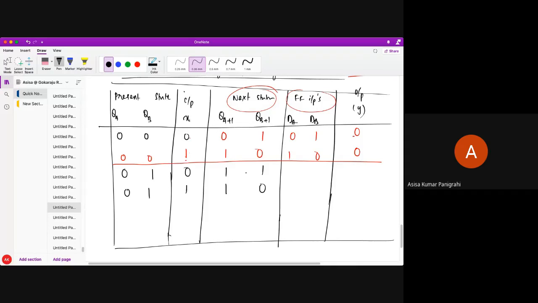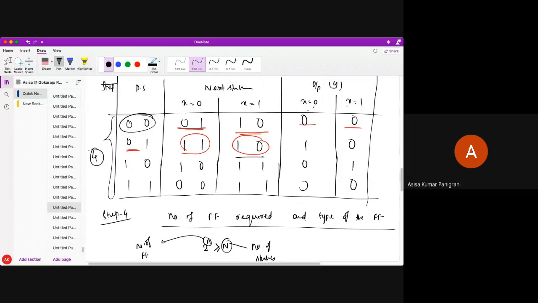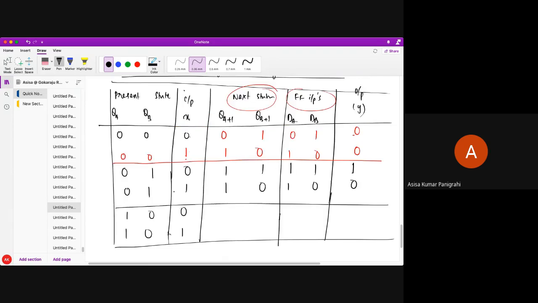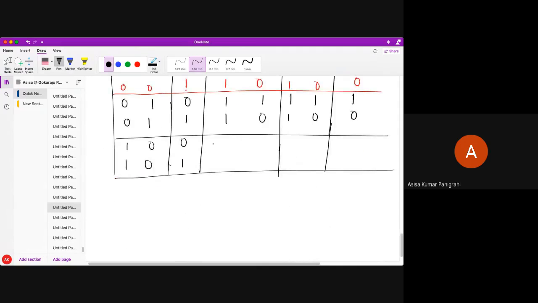And what are the D flip-flop inputs? Same, you just copy 1 1, 1 0. And what are my outputs? For input 0 my output is 1, for input 1 output is 0. Now which state am I going to? 1 0. For input 0 it is 1 0, for input 1 it is 1 1. Same thing, 1 0, 1 1.